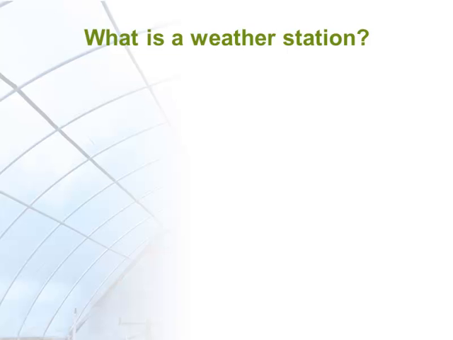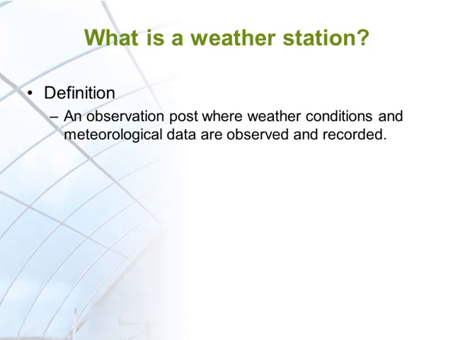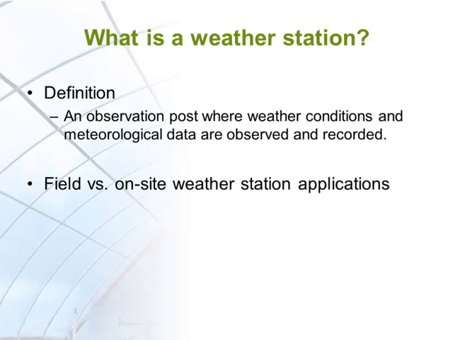What is a weather station? Weather station is an observation post where weather conditions and the meteorological data are observed and recorded. Most people have a better appreciation of agricultural weather station from radio, television, internet, or other news resources.